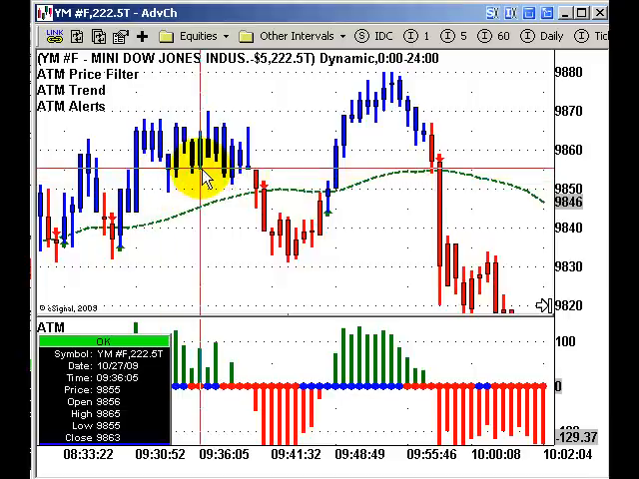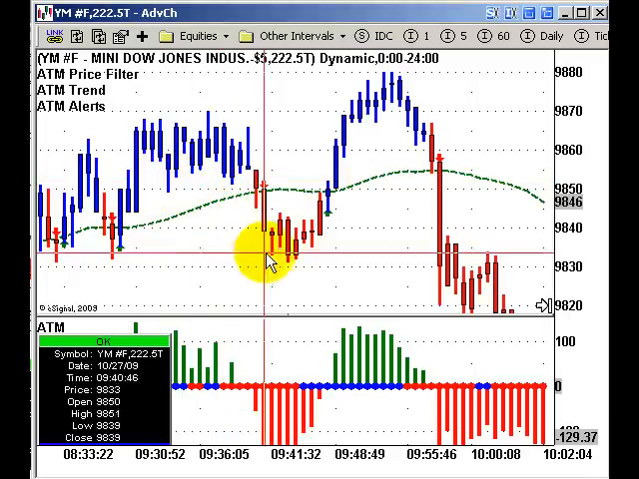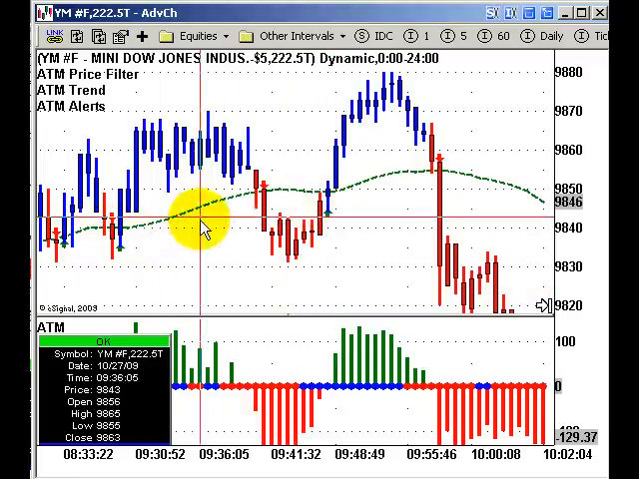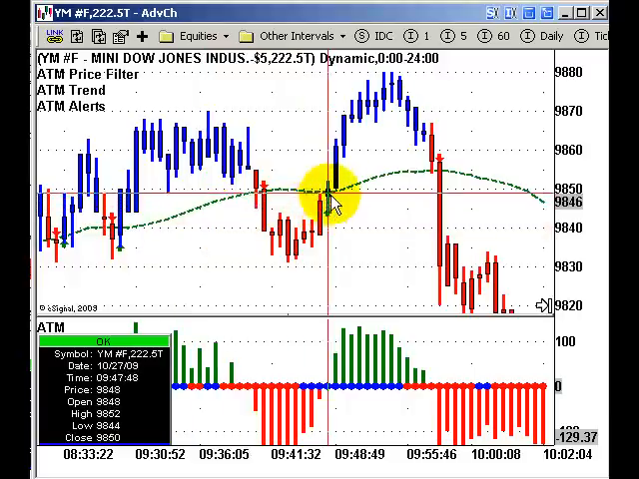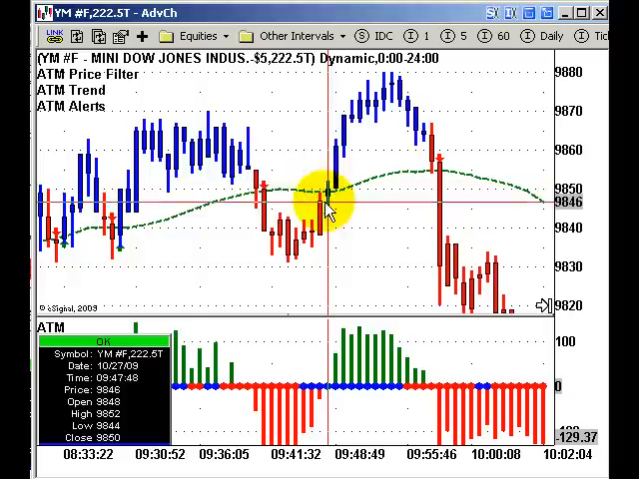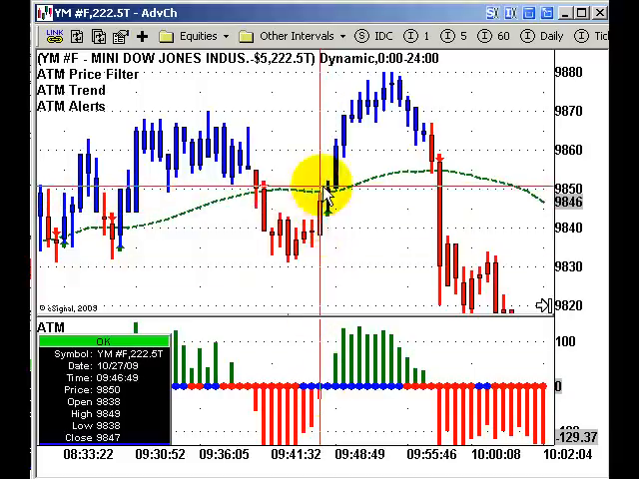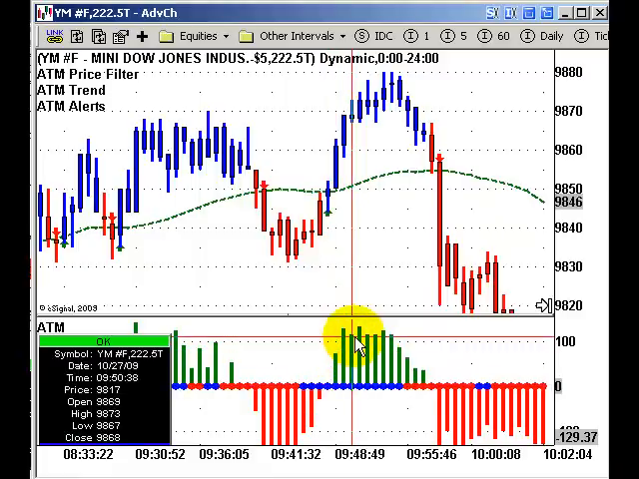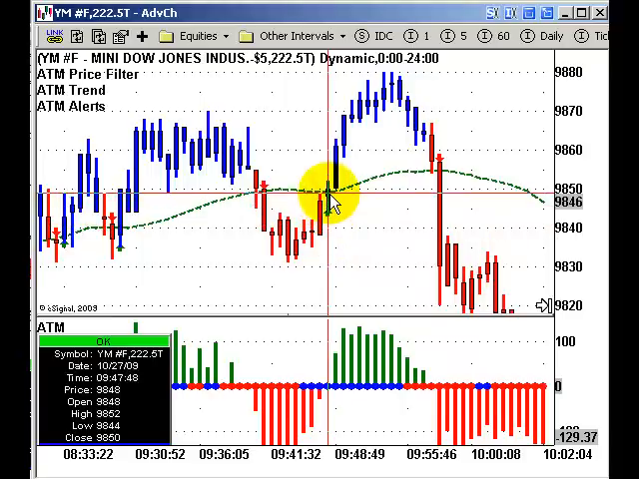So let's just take a look. The market opens here. What we're looking for is a cross where in this case, the slope of our trend line is up. We're looking for our first blue bar or candle here to cross above our trend line. Once that happens, once it closes, we're looking at our ATM line. It's got to be blue to match our blue ATM price filter bar. And we're looking for the momentum to be to the upside here, the green bars. So we're just going to enter at market. In this case, 98.50.